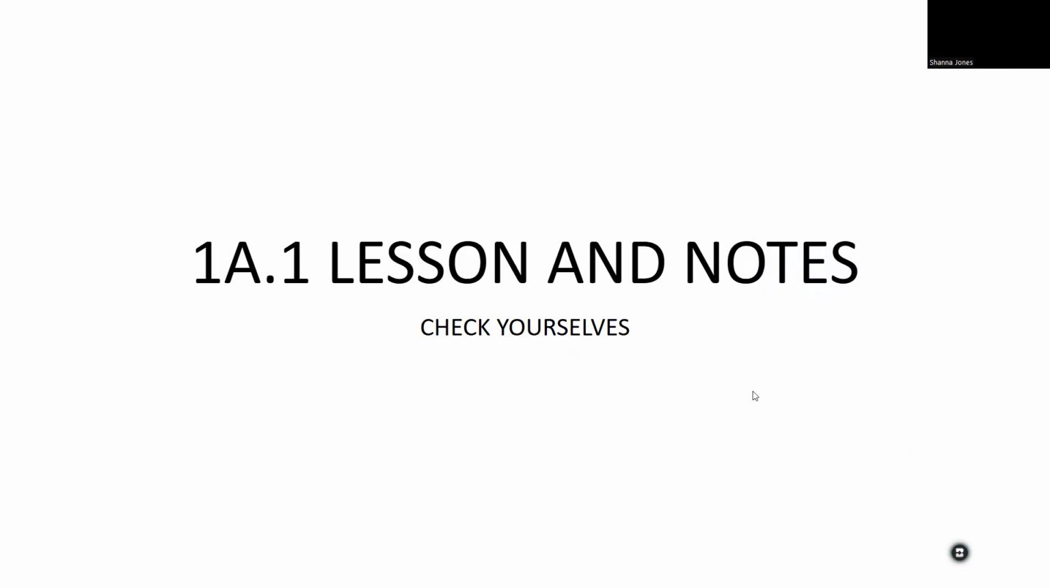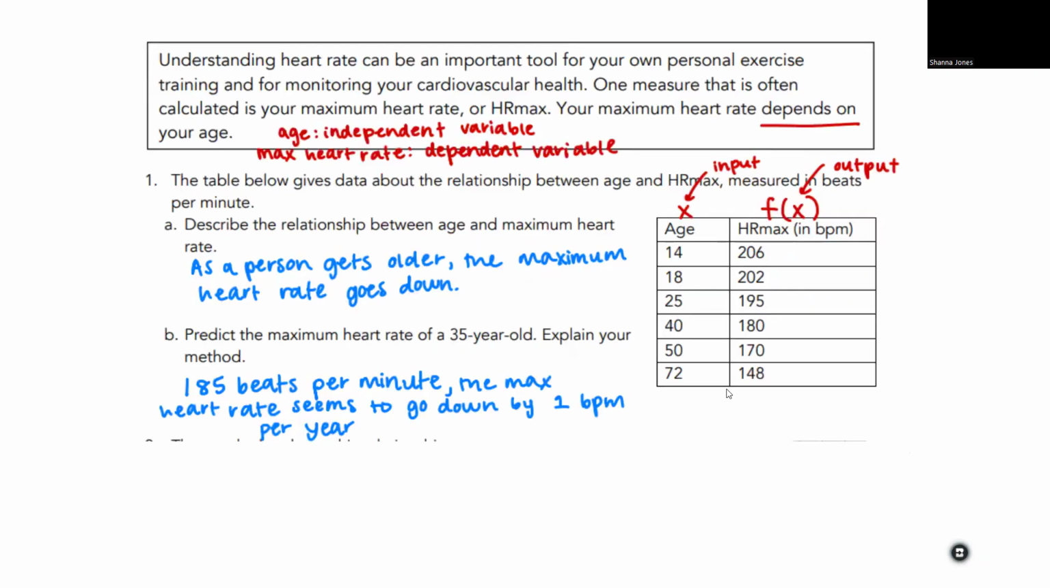All right. Are you ready to check yourselves? Here we go. On the first part, when you were checking for understanding, you should have had two variables: age, which would be your independent variable, and your max heart rate, which was your dependent variable. Yes? And then what are you describing here? Some words you should use: as a person gets older, the maximum heart rate goes down. You should have come to some conclusion about the behavior of the graph or the table. Did you get the gist of that?